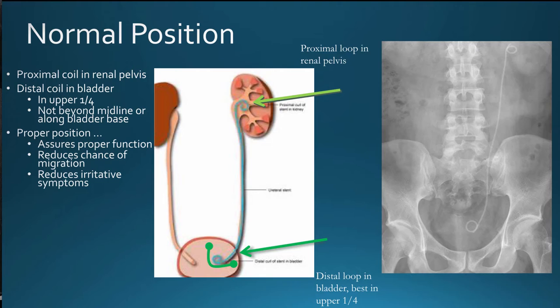The proximal coil is coiled. That's one thing to mention, that there should be a good coiling of the catheter. The proximal coil is in the area of the expected renal pelvis, and the distal coil is within the upper quartile of the bladder, but more towards the central portion.